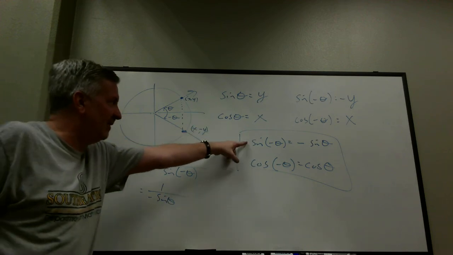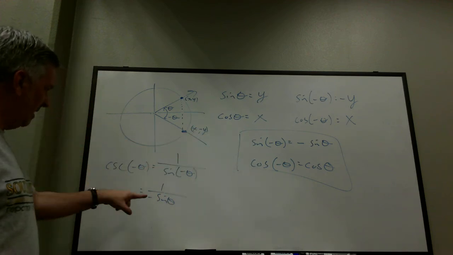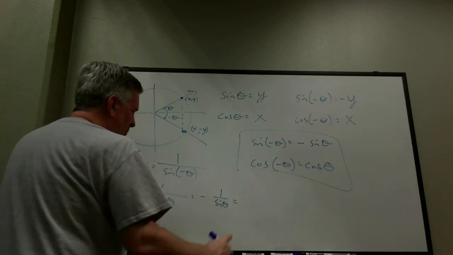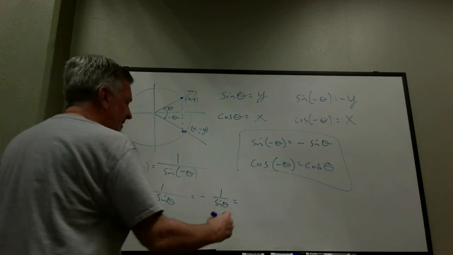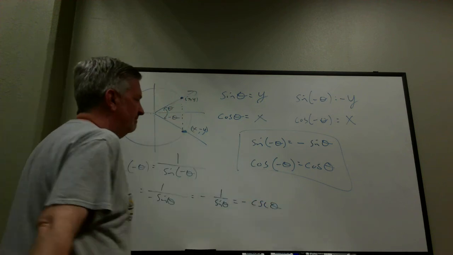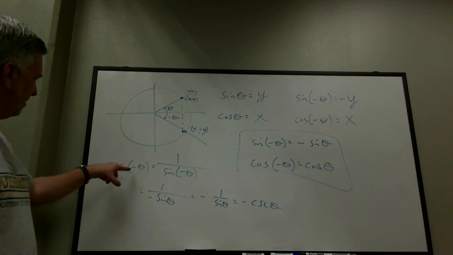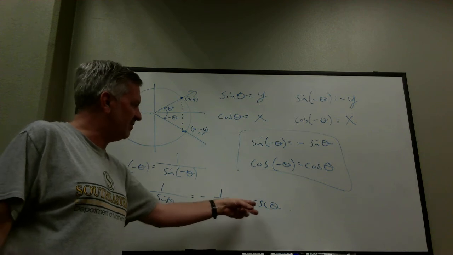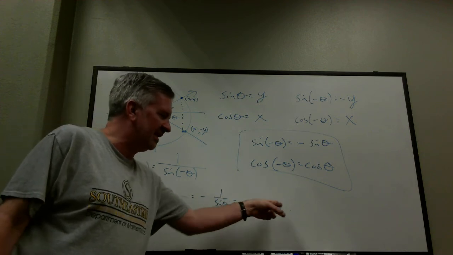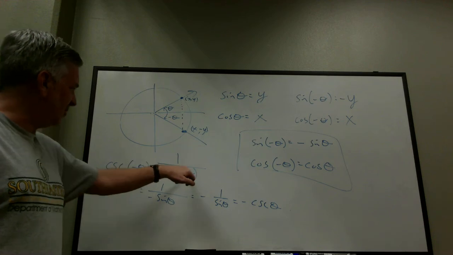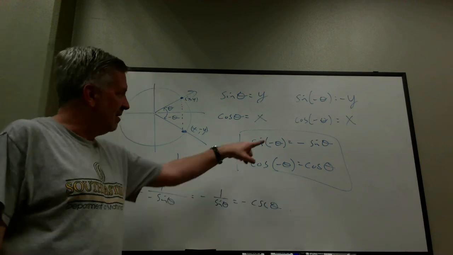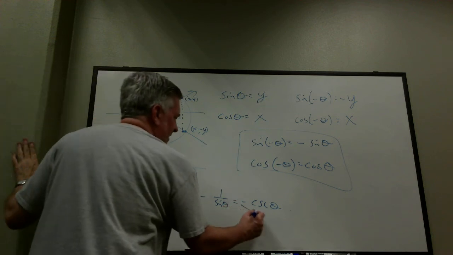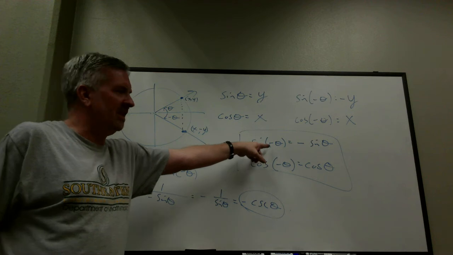So notice I'm using this to figure out cosecant. You can pull the negative all the way out front. And what's the reciprocal of sine theta? It's cosecant theta. So notice here, the angle is negative theta, so it's 1 over sine negative theta. This is 1 over sine theta, so the reciprocal of sine theta is cosecant theta. Remember, the angle stays the same. But I use this one to pull that negative out. So notice cosecant of negative theta is minus cosecant theta. It works the same way as sine.